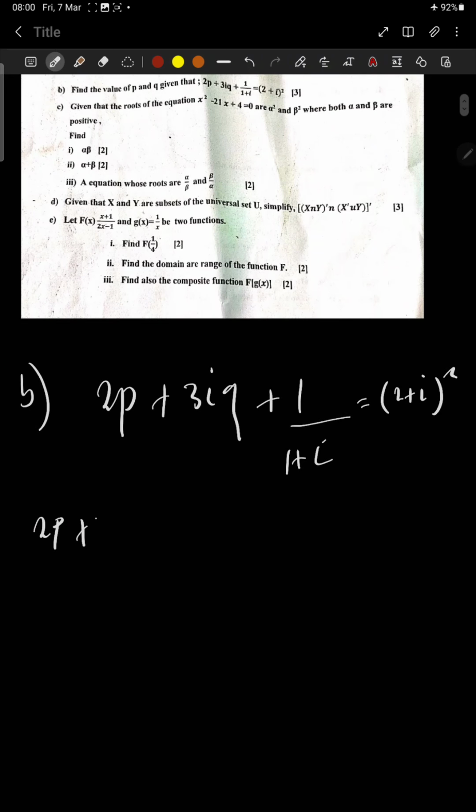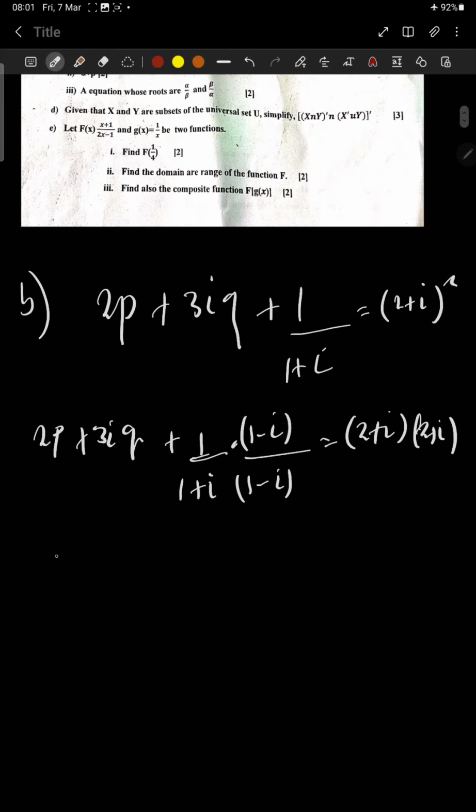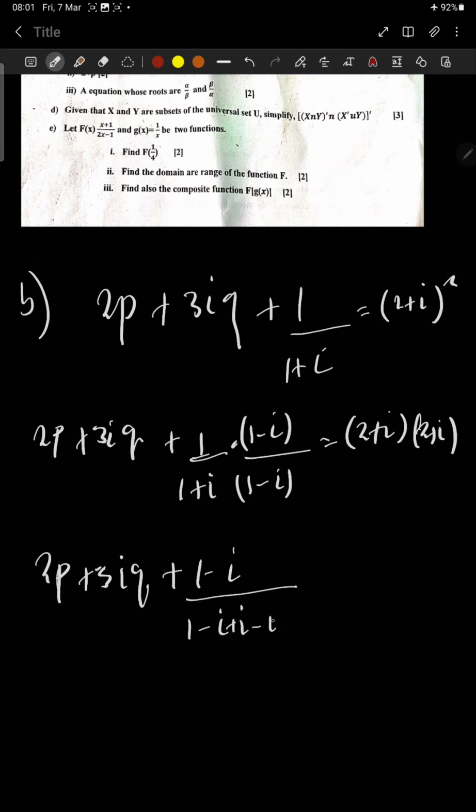So we're going to have 2P plus 3IQ plus, now here guys, rationalize this. Rationalize the denominator for this. The conjugate here is 1 minus I over 1 minus I. Then here expand it, it means that two of them of the same multiplying. Okay, so I'm going to have 2P plus 3IQ plus 1 minus I over 1 plus I times 1 minus I, I squared, right? Equal to 4 plus 2I plus 2I plus I squared.